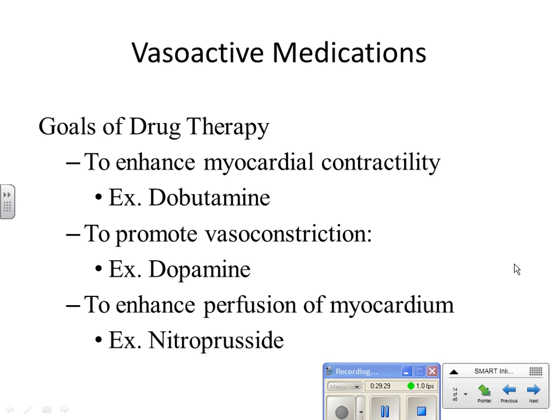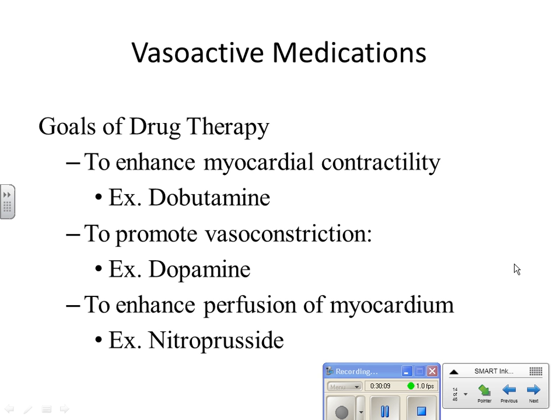And then some of the critical care medications that we're going to use for cardiogenic shock, because we have to improve our myocardial contractility. We have to make it easier for the heart to pump. We have to strengthen the heart because it's weak. The heart is failing as a pump, and that's why we're in shock. We need to help promote vasoconstriction because we need to bring that blood pressure back up. And we have to enhance the perfusion of the myocardium, since one of the major causes of cardiogenic shock is an MI, a severely damaged left ventricle, for instance. So we need to improve that perfusion.